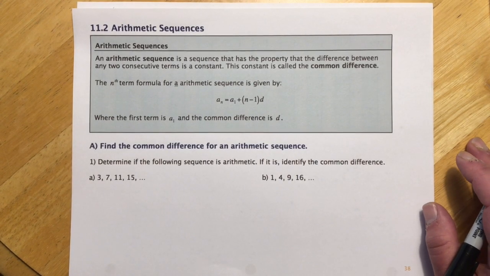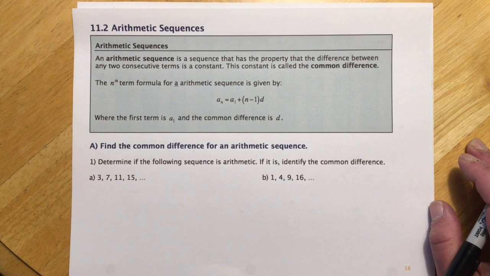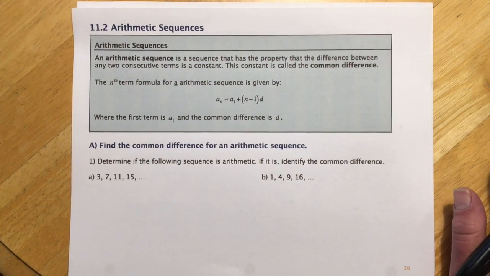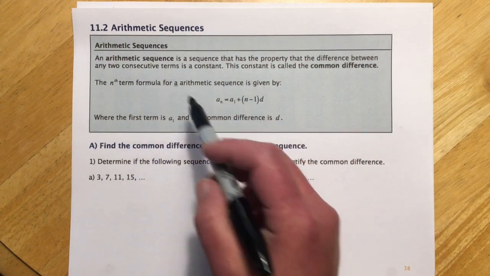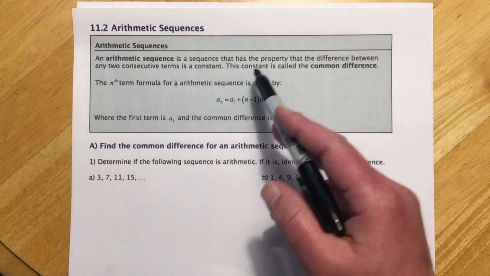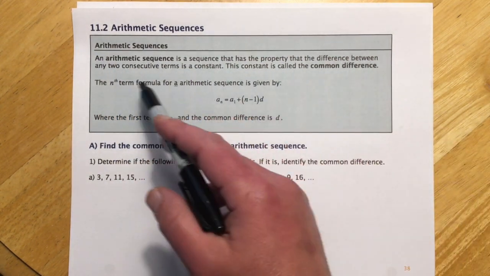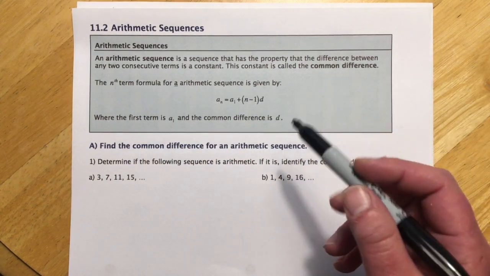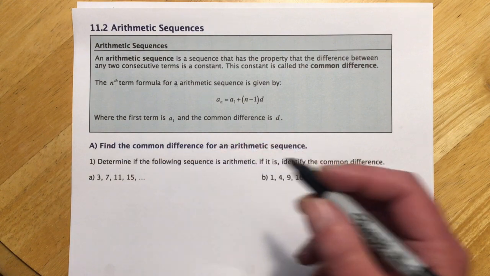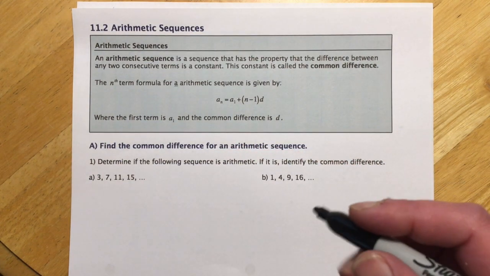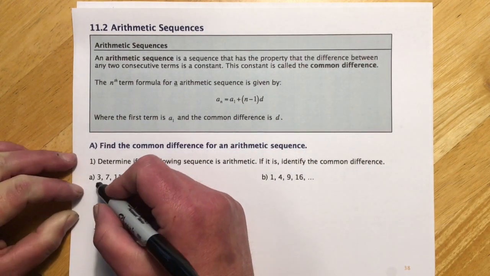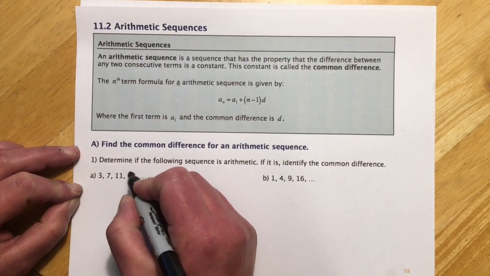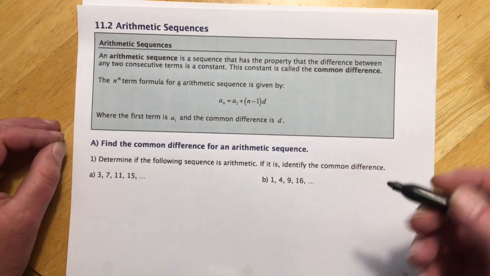So 11.2 and 11.3 introduce the two most common forms of sequences. 11.2 is the arithmetic sequence, and I'll just read the definition here. An arithmetic sequence is a sequence that has the property that the difference between two consecutive terms is constant. That constant is called a common difference. And so what we'll see with these is like the last example, or second to last in 11.1. When we look at this list, we'll see that they're increasing by the same amount every time. In other words, they're linear.